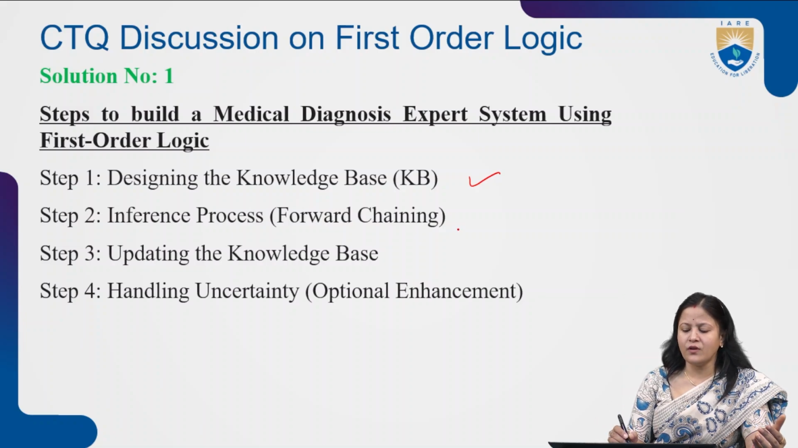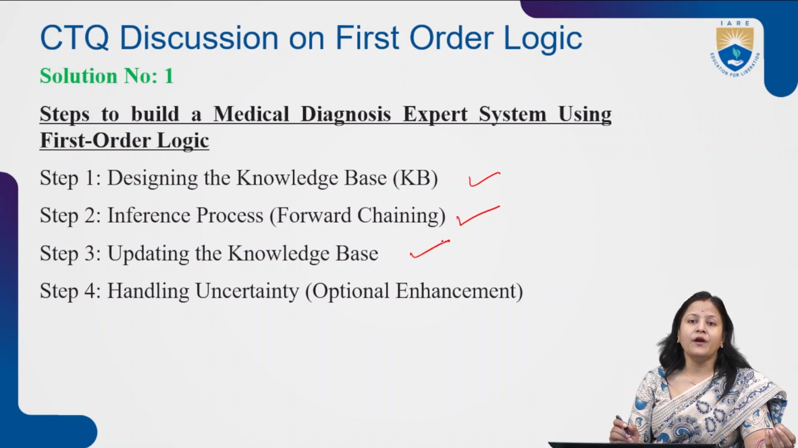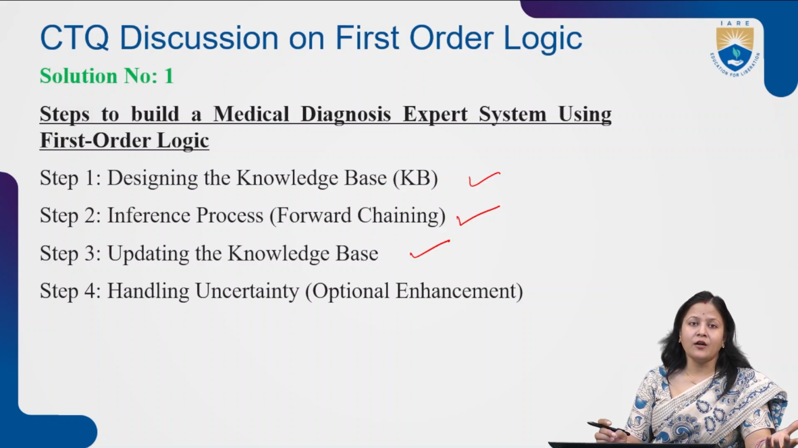For the inference mechanism, one of the mechanisms we are using is forward chaining. You can use backward chaining also. If the disease is given, we know what the symptoms would be, and if the symptoms are given, we can recognize the disease. That is called the inference mechanism. Then how the agent's knowledge base gets updated with new knowledge is called updating the knowledge base. And if any uncertain situation happens, like COVID, a new disease that came in 2019, that type of situation can be handled by the system. That is called optional enhancement.